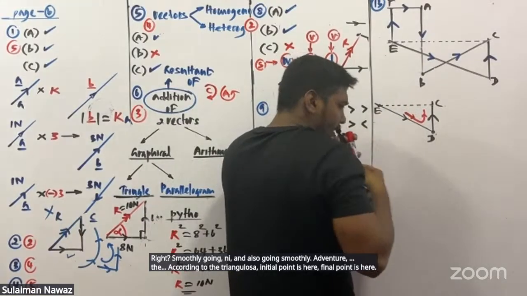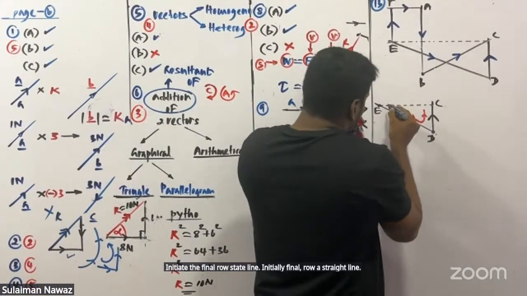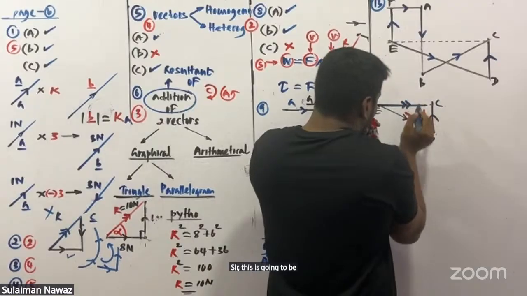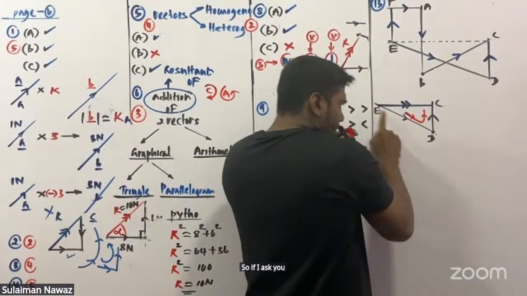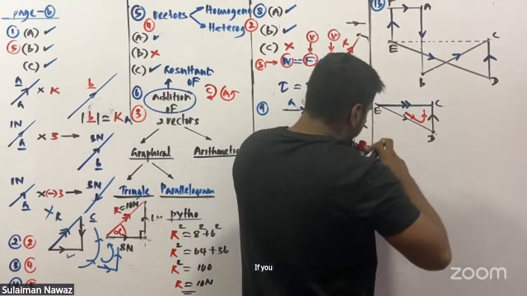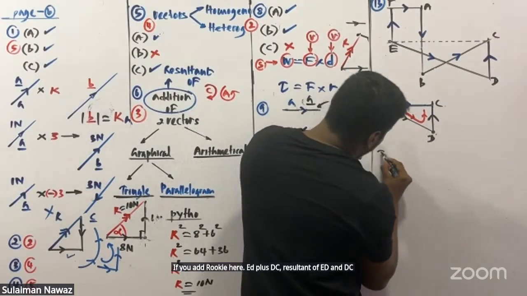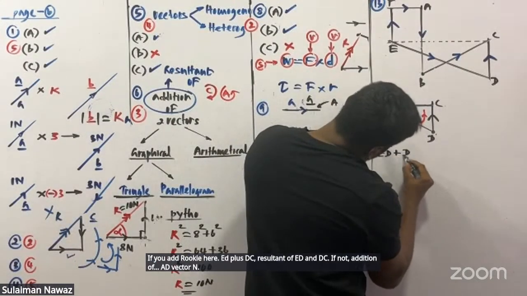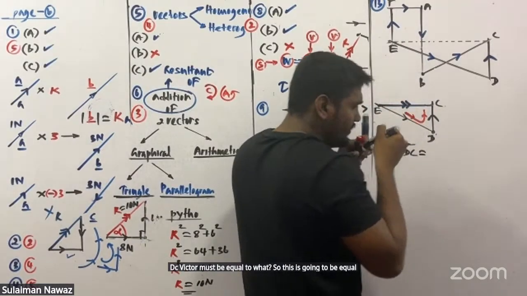Initial to final row straight line. Sir, this is going to be the resultant of these two vectors. So if I ask you, what is the resultant of ED vector and DC vector? If you add ED plus DC, the addition of ED vector and DC vector must be equal to what? So this is going to be equal to EC vector.